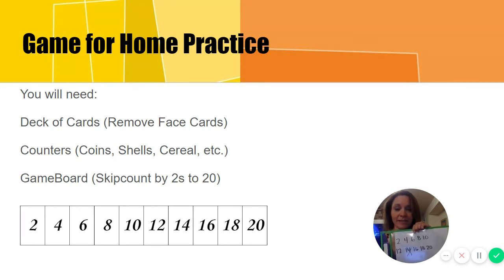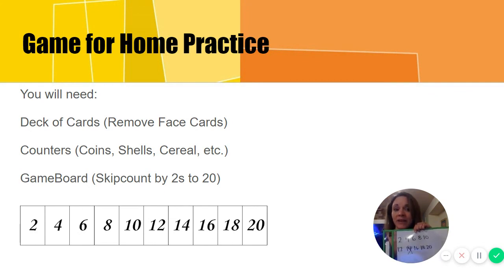The way I did this was I drew a card, and I got a 7. And I want to think, what is double 7? You might want to have some counters such as coins or shells or cereal nearby so you can make a group of 7, and then you can make another group of 7 to double it. I knew that 7 and 7 made 14, so I crossed it off on my game board.